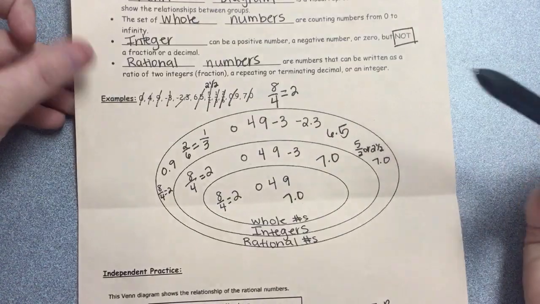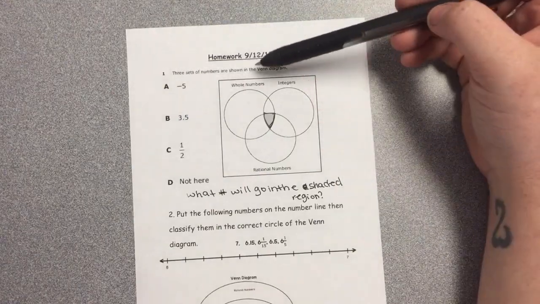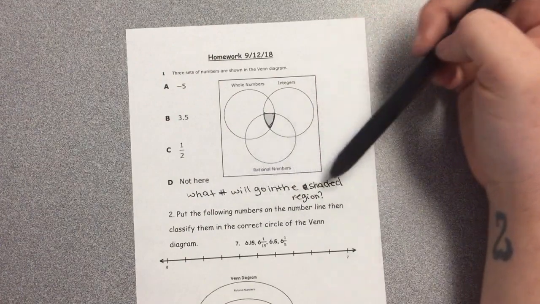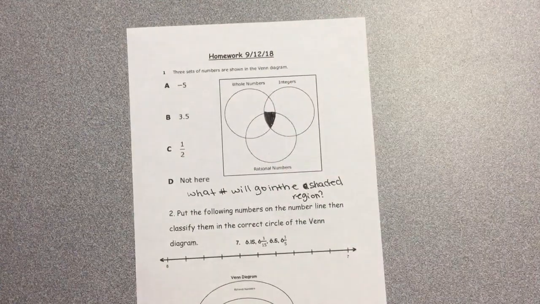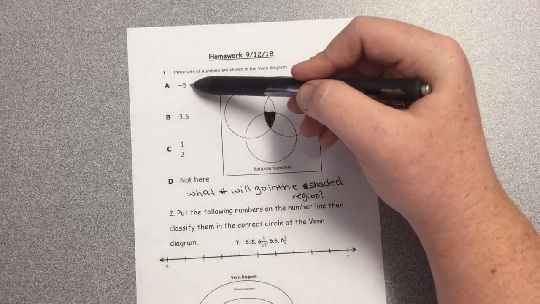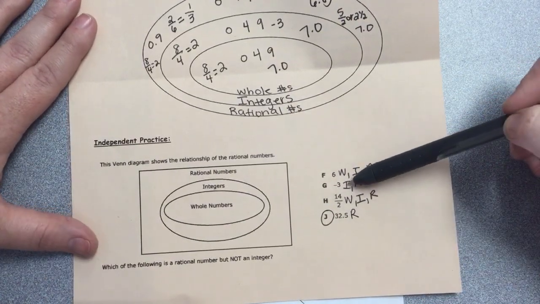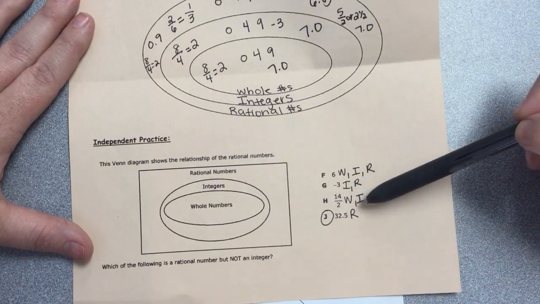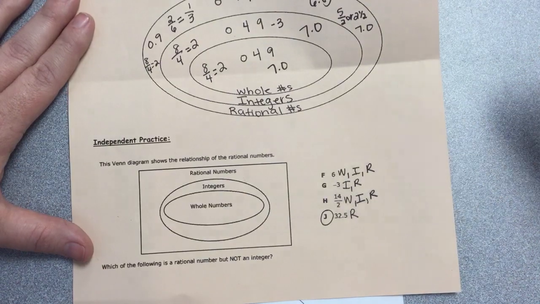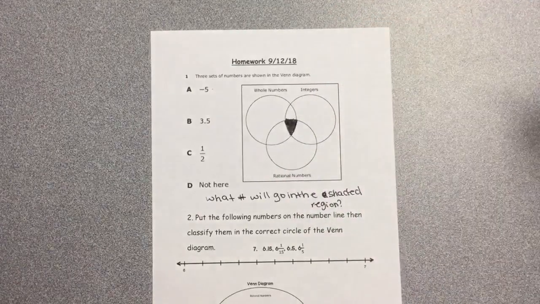So using that information, I'm going to go on to the homework tonight and go over that with you. It says 3 sets of numbers are shown in the Venn diagram, and what number will go into the shaded region? So you need to find a number that will fit in this shaded region right here. The first thing I would do is take each number and classify them like we did on the first example. We had 6, and then we put if it's a whole number, an integer, rational. Negative 3 was only integer and rational. 14 over 2 reduces to 7 because 14 divided by 2 is 7. So therefore, it is a whole number, and it is an integer and rational. And then 32 and 5/10 is only rational. I would do the same thing here, and you're going to have to find a number that is all 3: whole number, integer, and rational.